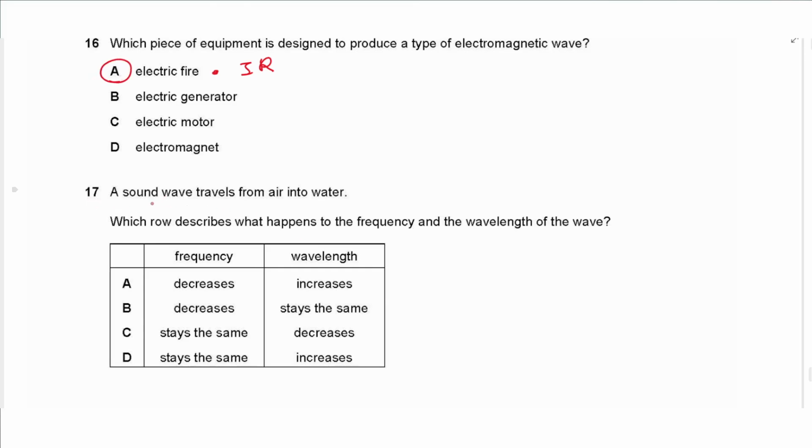Question 17 says, a sound wave travels from air into water. Which row describes what happens to the frequency? Frequency does not change, so it stays the same. And the wavelength of the wave. So wavelength increases and decreases with speed. And moving from air to water, in light, the speed decreases, but in sound, the speed increases. So the wavelength should increase. So the answer is D.